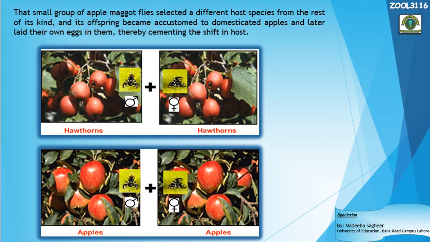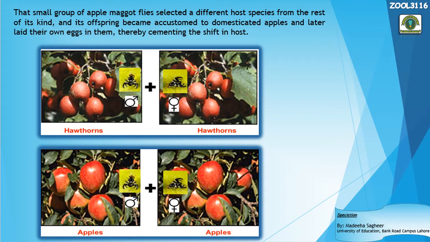But what happened is that they are dealing with the environment differently, or there is a difference in ecological behavior, you could say. Once that small group of maggot flies has chosen a different host for their eggs and for bringing up their young ones, the offspring that have been brought up on the apples will later lay their eggs on the same apple plant. They will not go back to the hawthorn berries.